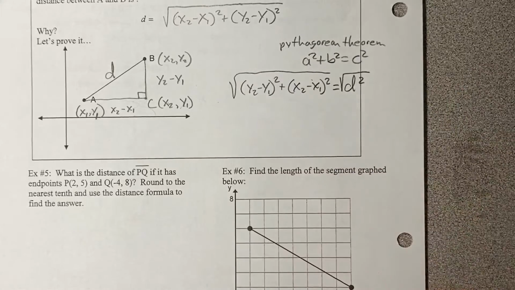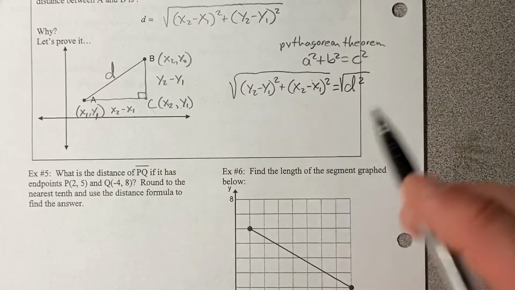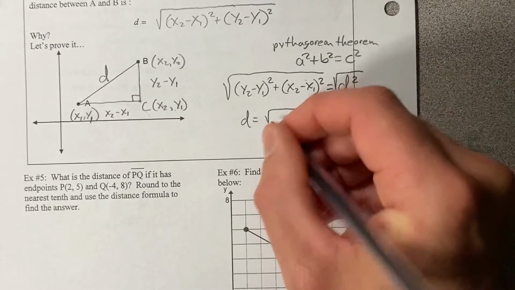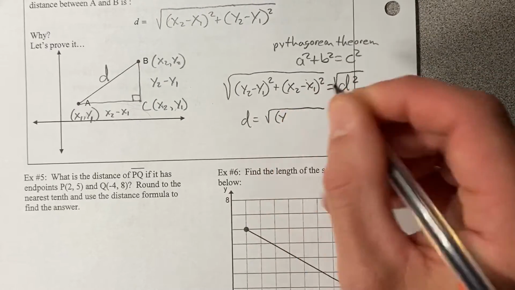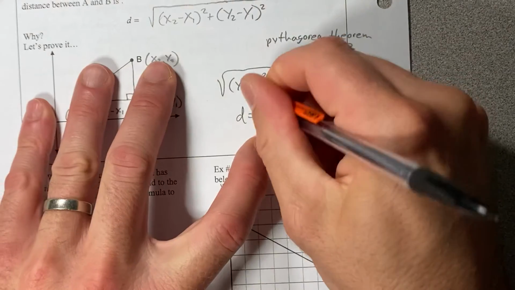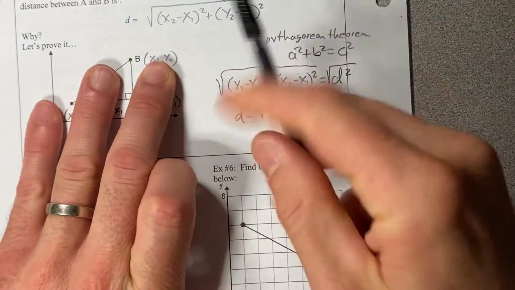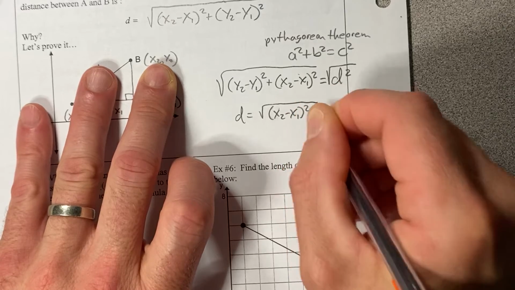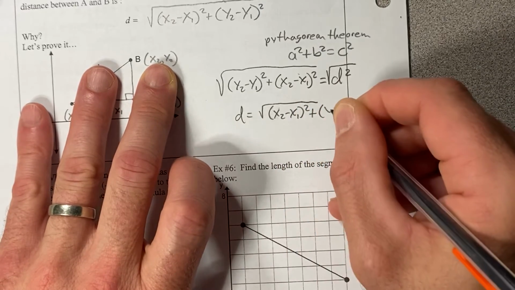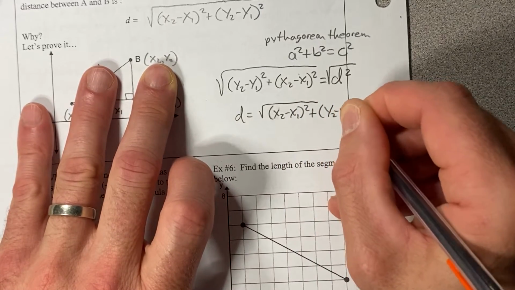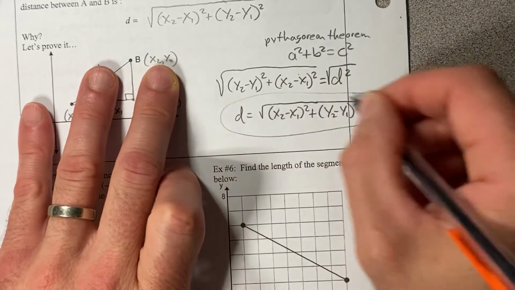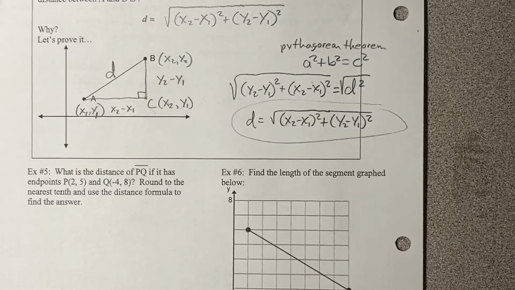You have to include the positive or the negative. But this is a distance, and distances should only be positive. So I'll go ahead and write this in the order that we had it up above, where we've got x2 minus x1 squared plus y2 minus y1 squared. But that's where the formula comes from, the Pythagorean theorem.